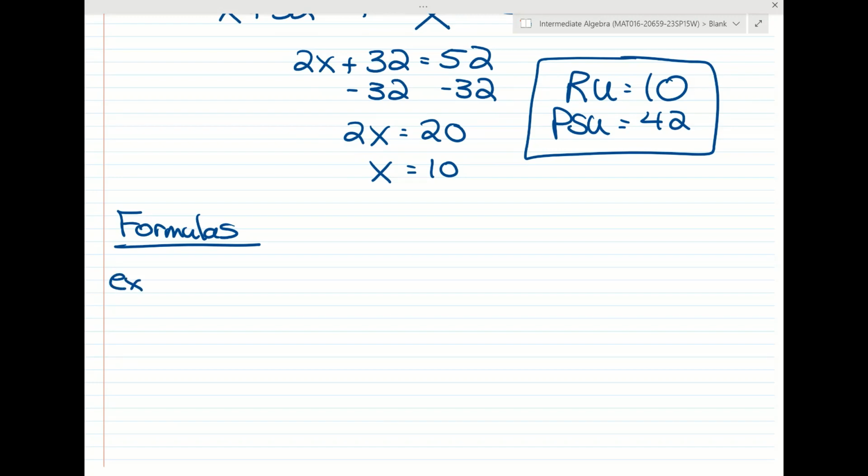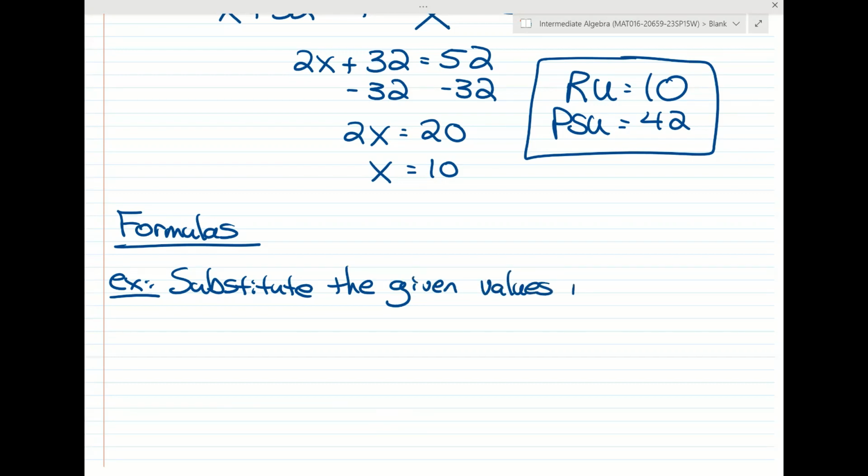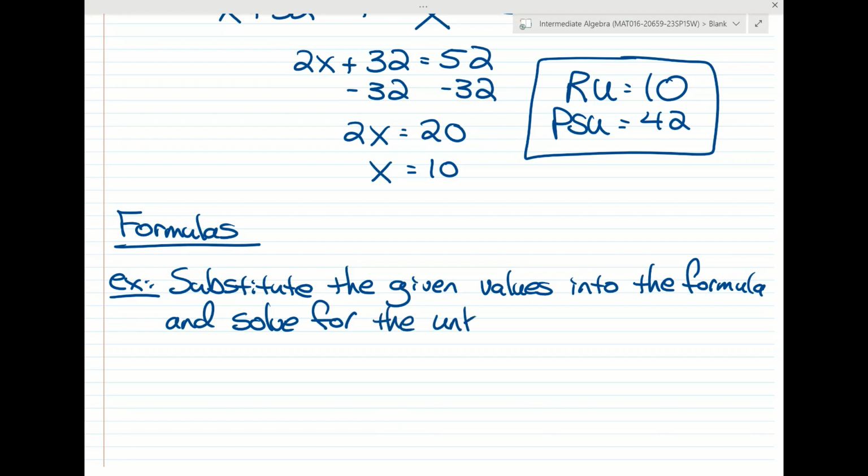The directions for this section are going to be to substitute the given values into the formula and solve for the unknown variable.